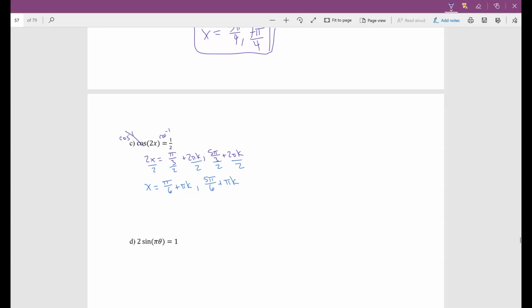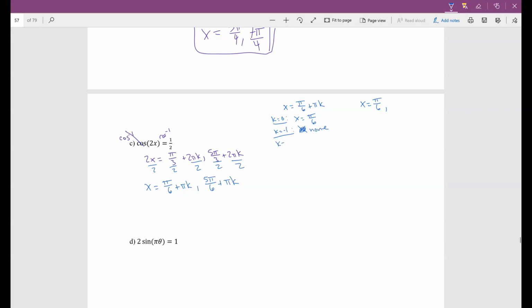All right, here is where the annoying part starts, because now we have to make sure that all of these are going to be in the interval. So let's first start off with pi over 6 plus pi k. When I plug in 0, I'm just going to get x equals pi over 6, which clearly is in the interval from 0 to 2 pi. So the first one is pi over 6. If I make k equal to -1, I'm going to get a negative, so there's going to be nothing. That one is below 0.